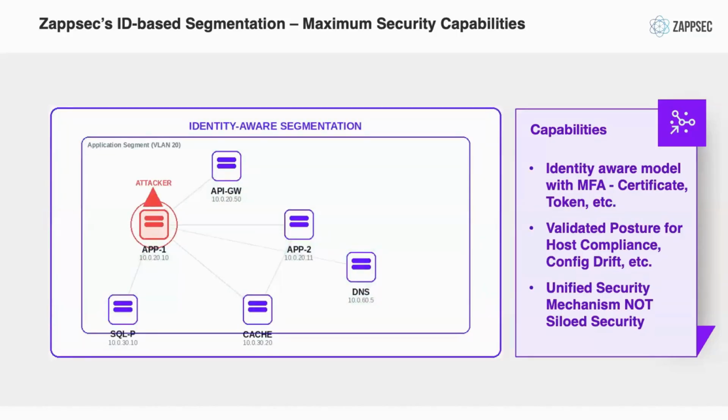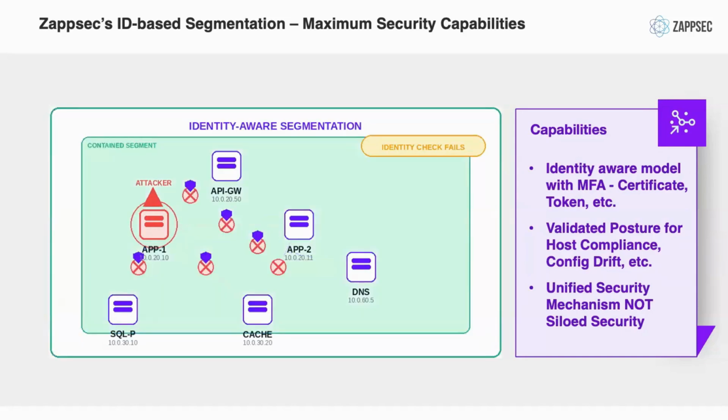Correct. That is the test. And if your microsegmentation does not survive host compromise, that is not a security control. It's just network hygiene, right? It's a tidier network. It's not zero trust.